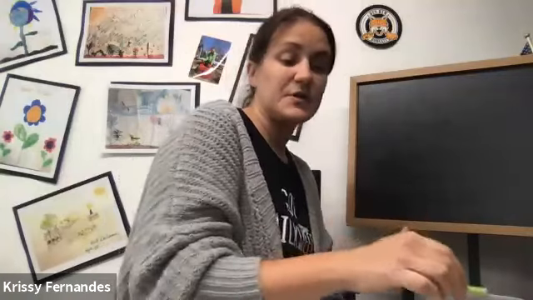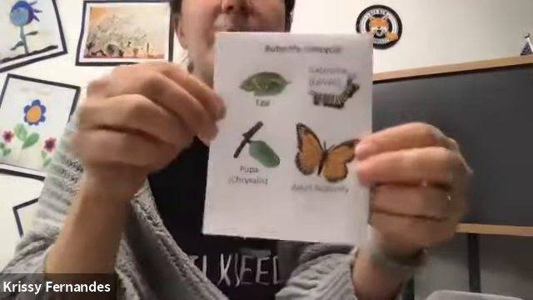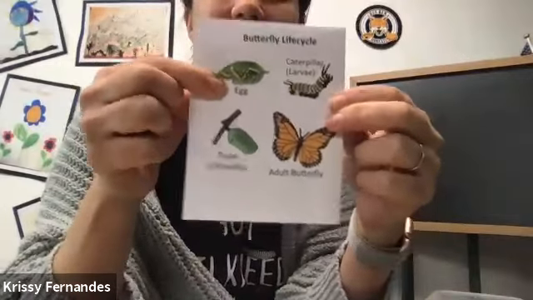So now what we're going to do is look at the butterfly life cycle. And I'm actually going to show you a picture. It'll be a little bit quicker. So where the butterfly starts is from an egg.